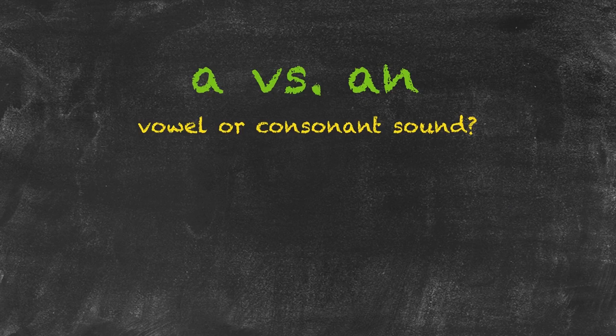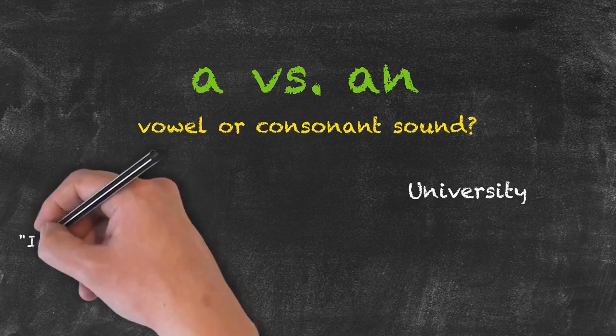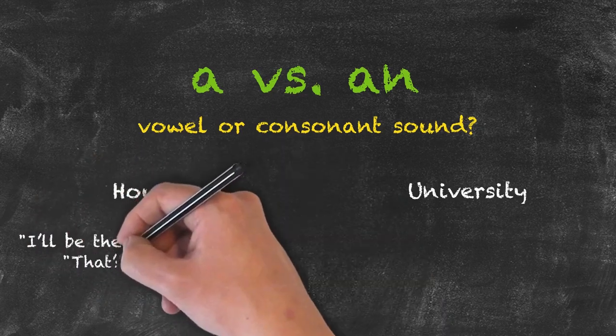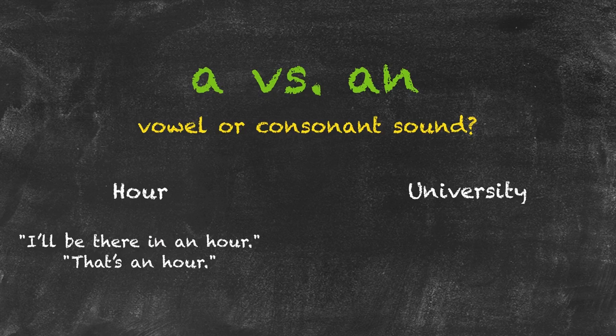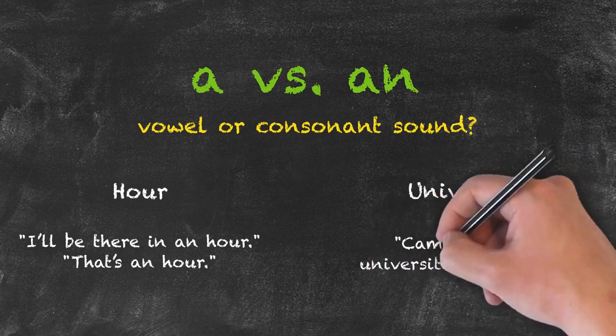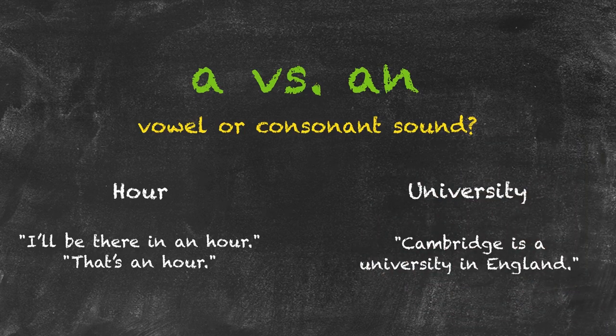Let's look at the two words hour and university. While hour starts with an H, it actually sounds like it starts with a vowel sound. The resulting sentence is, I'll be there in an hour. Again, that's an hour. University starts with a U, a vowel. However, it sounds like it starts with a Y, university. So when we write it or say it, we use the A article. An example sentence could be, Cambridge is a university in England.